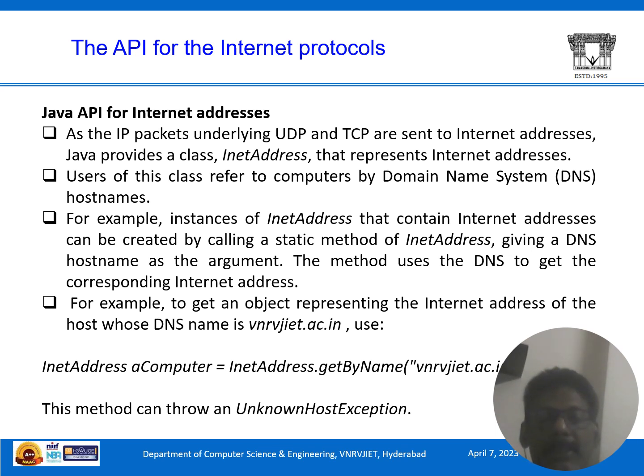For example, to get an object representing the internet address of the host whose domain name server name is vnrvjt.ac.in. So how can we write it in the programming language? INET address a computer is equal to INET address get by name vnrvjt.ac.in. So a computer is an object and it will receive the internet address or IP address of vnrvjt.ac.in. Generally, if the host is not found, this method can throw an unknown host exception.